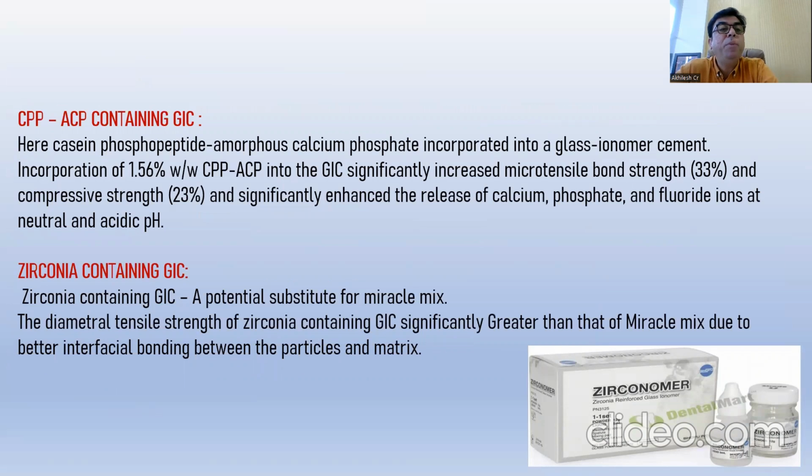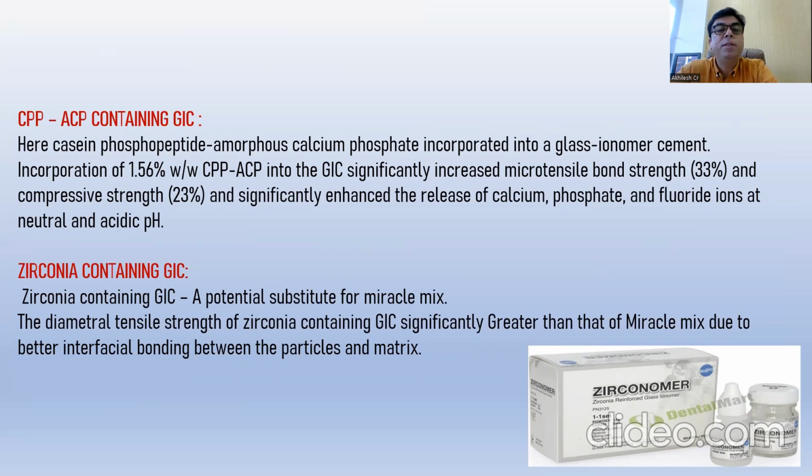What is CPP-ACP containing GIC? Here, casein phosphopeptide and amorphous calcium phosphate are incorporated into the glass ionomer cement. The incorporation of 1.56% weight of CPP-ACP into the GIC significantly increases the microtensile bond strength by 33% and the compressive strength by 23%, and significantly enhances the release of calcium phosphate and fluoride ions at neutral and acidic pH. What are zirconia containing GICs?